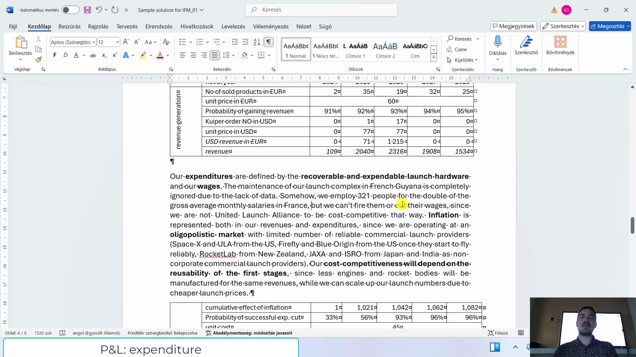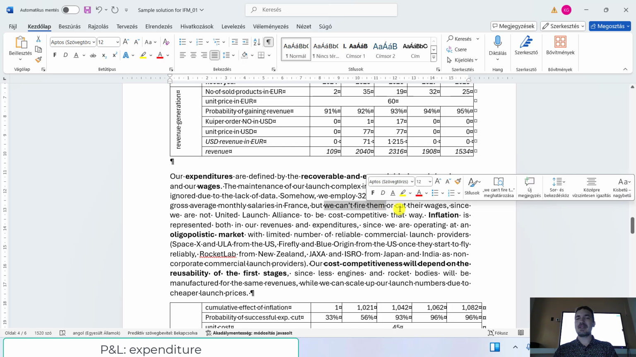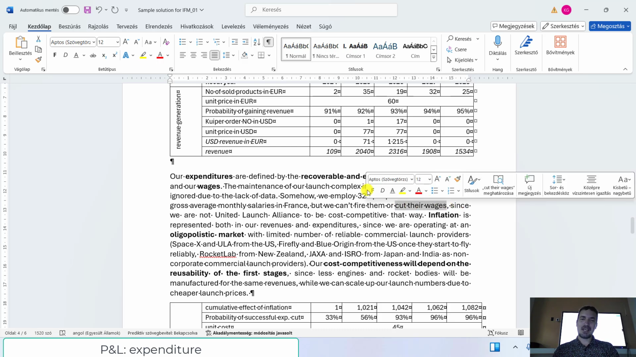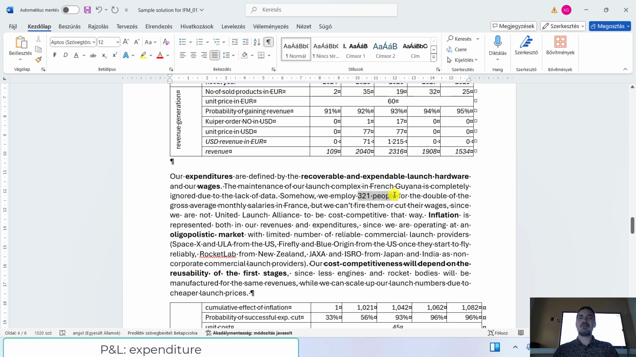So obviously we can't fire them because we don't know who is essential and who is not. Okay, at SpaceX they are usually firing 10% of their manpower regularly, so after several years they are doing this cutting, but let's not do this. Anyway, we don't want to be profitable because we are firing people. We would like to be profitable because we can earn a lot of money. Cut their wages? Yeah, so we are not United Launch Alliance to cut wages, because this is what they did.